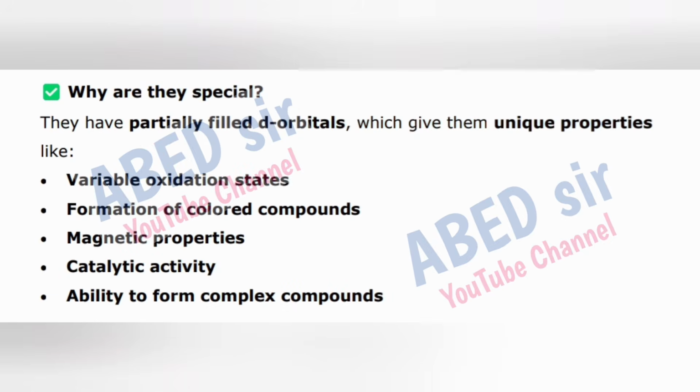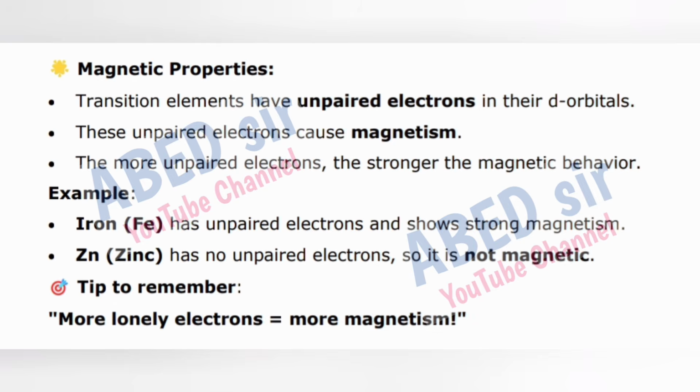Why are they special? They have partially filled d orbitals, which give them unique properties like variable oxidation states, formation of colored compounds, magnetic properties, catalytic activity, and ability to form complex compounds.